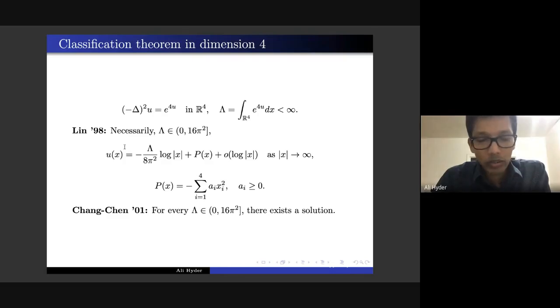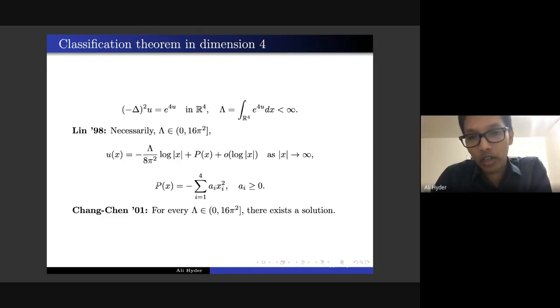Okay, so now the solution u has this sort of asymptotic expansion at infinity. It is like a log x, and there is a polynomial of degree 2, with a minus sign, and a_i greater than or equal to 0. So basically the degree p has an upper bound. So why do we get a polynomial? Because if you take a fourth order derivative on p, then this should be 0, and here the operator is fourth order. So that means this sort of polynomials are in the kernel.